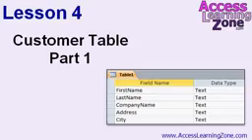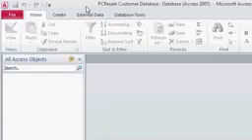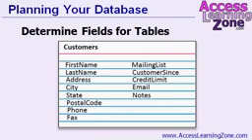In Lesson 4, we're going to begin building our customer table. Now that we know our way around the Access interface, let's create our first table. Go back to your index cards and find the card for your customer table. These are all the fields that we're going to add to the table in the database.